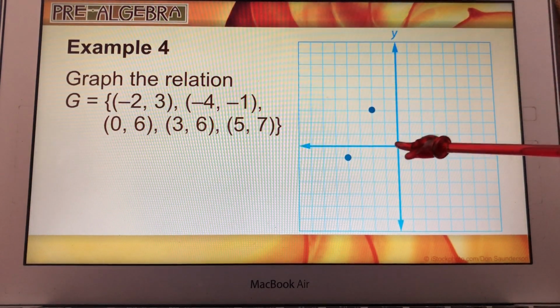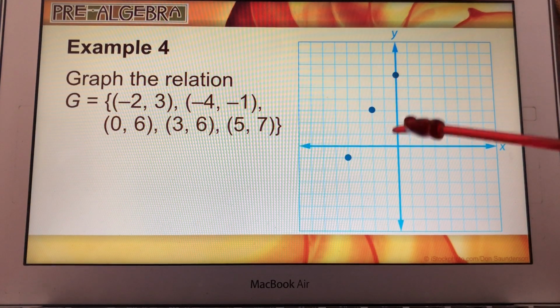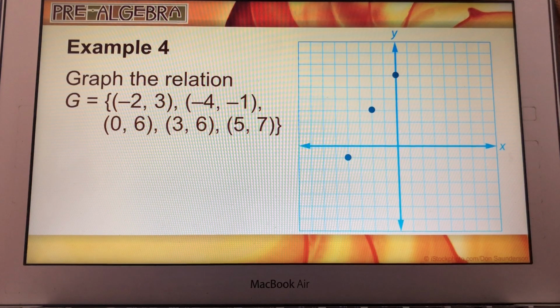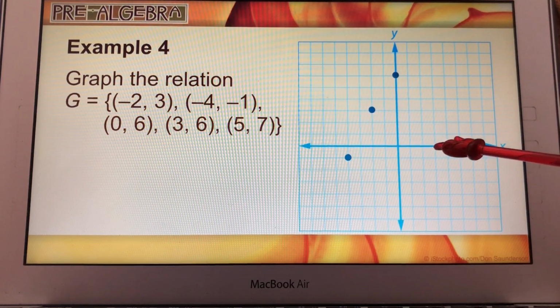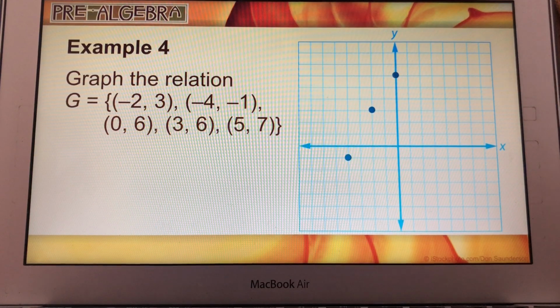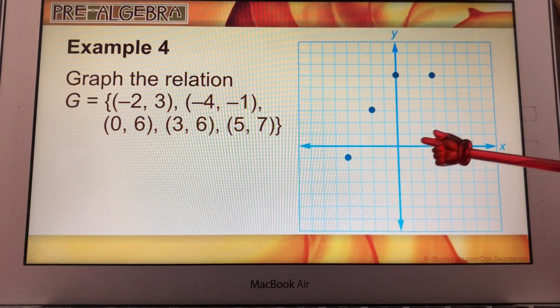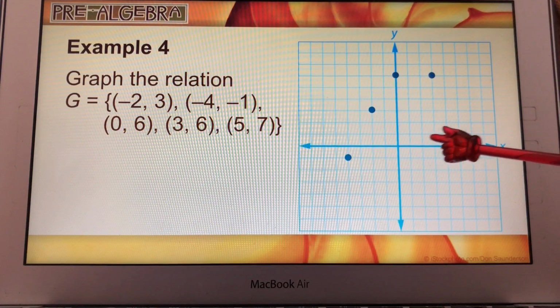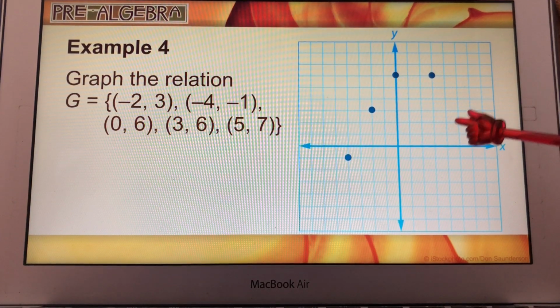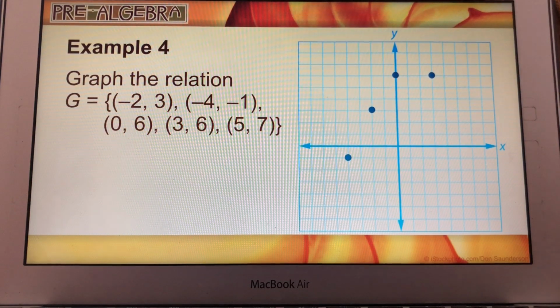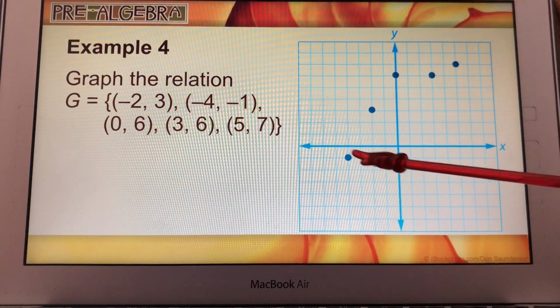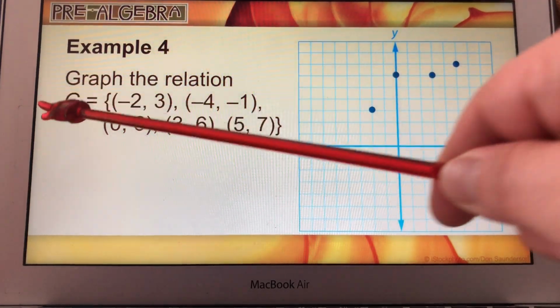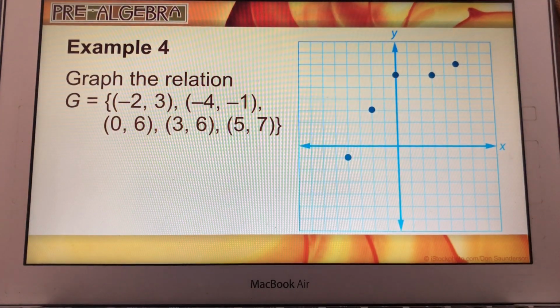Okay, 0, 6. And we have up here 6, okay? 3, 6 would be 1, 2, 3, and then 1, 2, 3, 4, 5, 6. Right there. 5, 7. 1, 2, 3, 4, 5, 6, 7. 5 first. 1, 2, 3, 4, 5, and then 7. 1, 2, 3, 4, 5, 6, 7 up top. And there you have it. So these would be the ordered pairs for relation G, or the graph of relation G here.